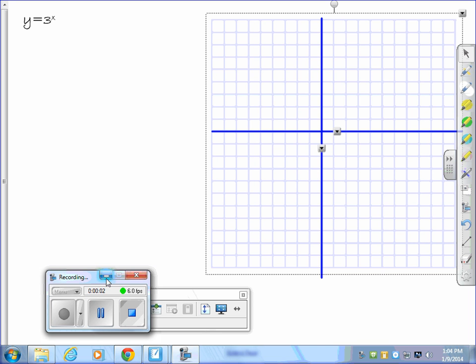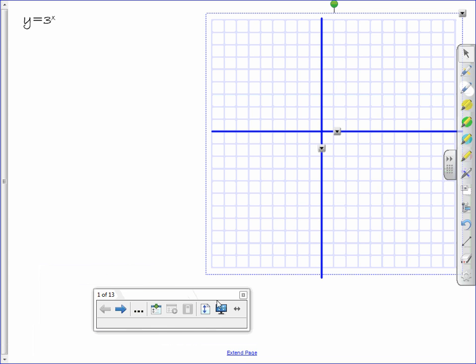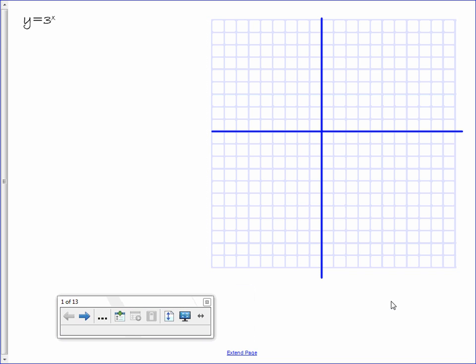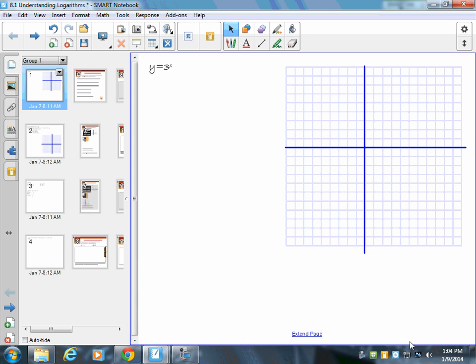Well, today we're going to start looking at something that's called a logarithm, and it is an extension of what we learned with exponential functions. So that's where we're going to start. We're going to start with what we already know, which is the graph of an exponential function.